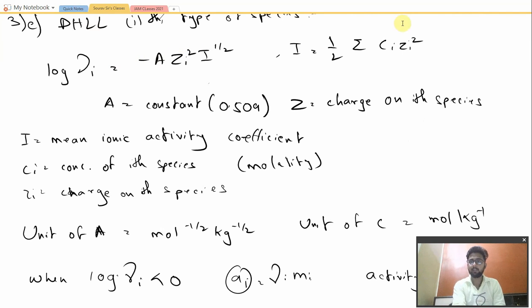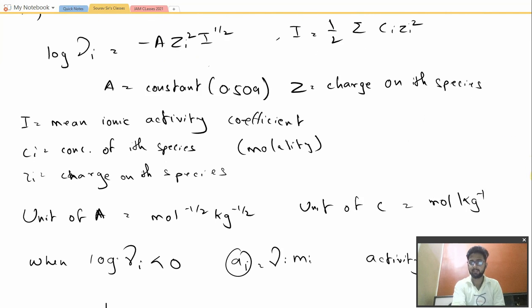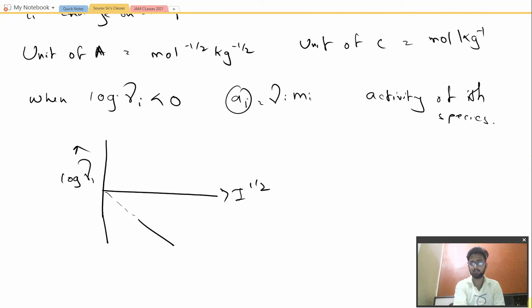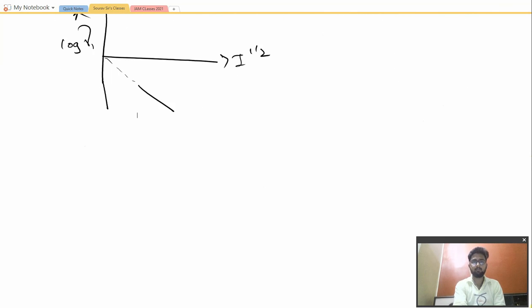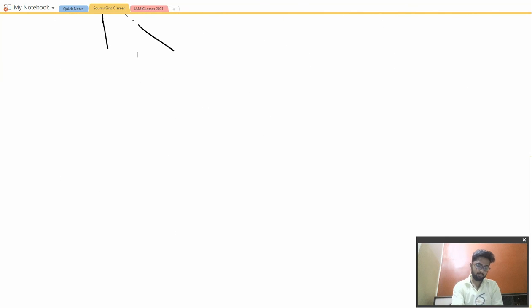Okay, so this is how you will be writing the answer, and you have to write 1 or 2 lines explaining all the phenomenon that is occurring. So yeah, this was question number 3e. So let us move on to question number 4a.